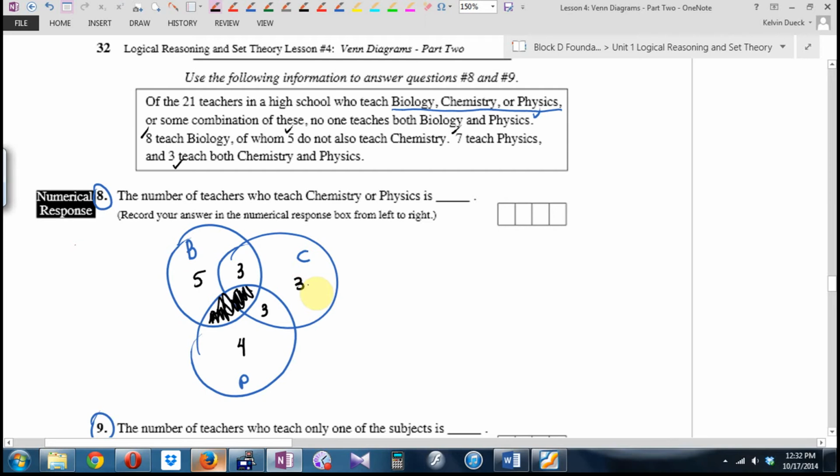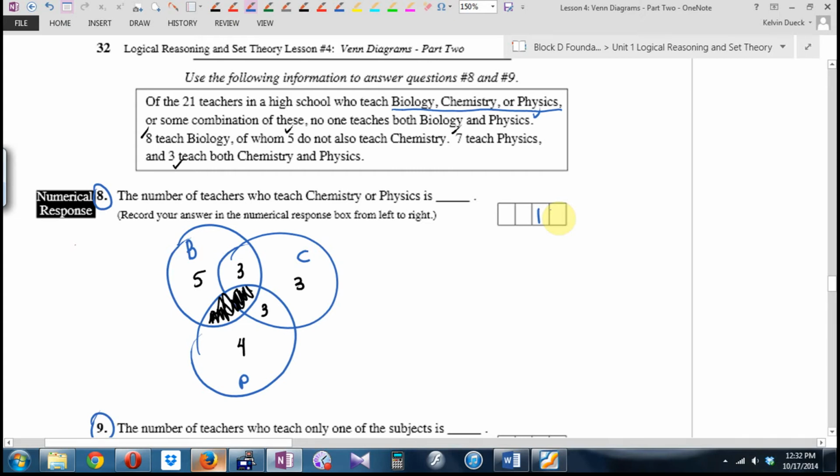How many teachers teach chem or physics? That's going to be this, this, this, or this. All of those teach chem or physics, or both. So 3 plus 3 plus 3, 9 plus 4, 13. Is that what it says in the back of the book? I hope. It says 16? Yeah, it's 16.